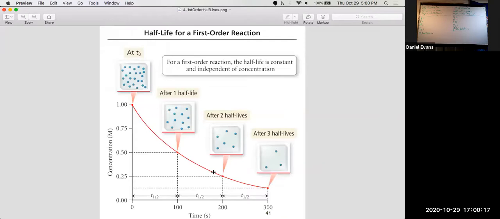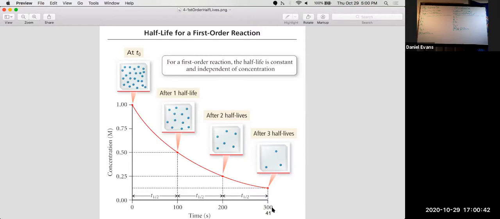For a first order reaction, if we plot concentration versus time, it's not linear as the zero order was, but it's getting less and less steep as we go along. But what we'll find out momentarily with the equation is that the half-life is a fixed time. So we have the same amount of time. In this case, the half-life is 100 seconds.